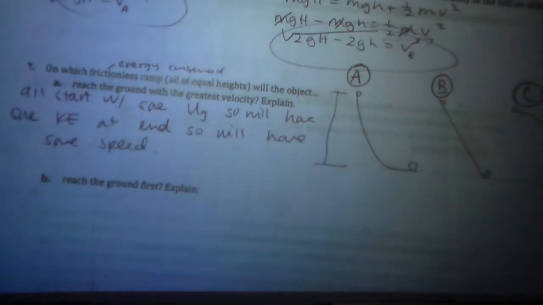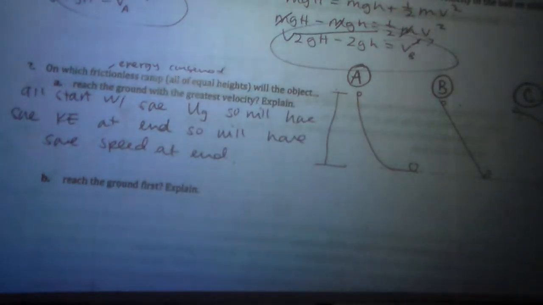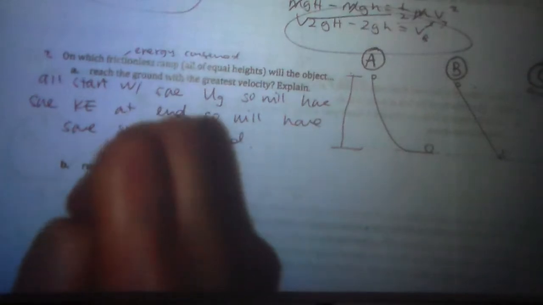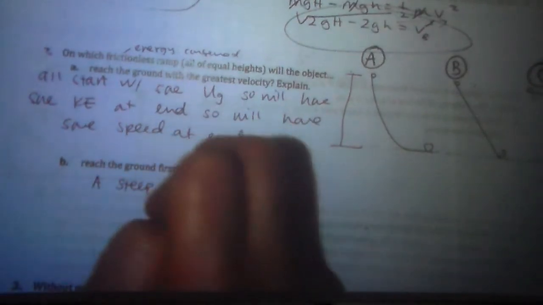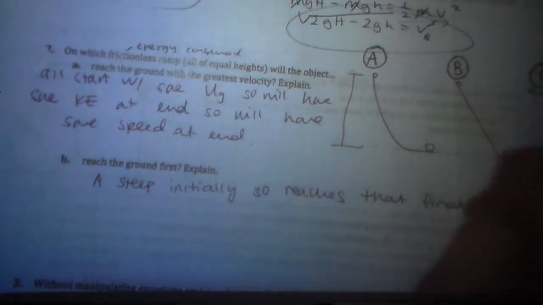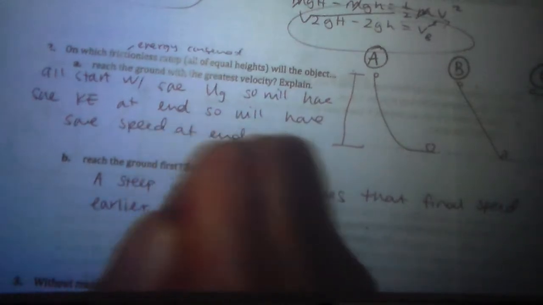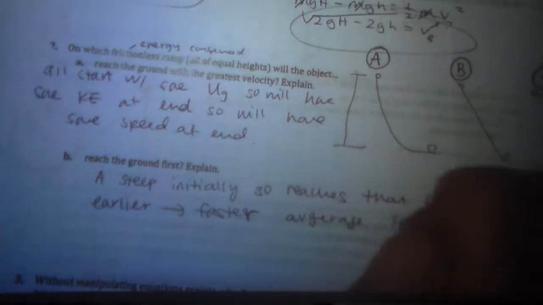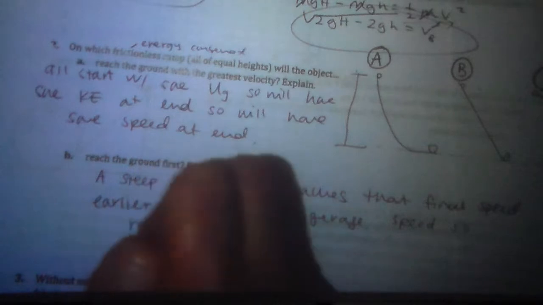Which one reaches the ground first? So they have the same speed, I'm going to say at the very end, because they do not have the same speed throughout. If you look at slide A, it is very steep at the beginning. So A is steep initially, so it reaches that final speed earlier. So it has a faster average speed. Faster average speed, so reaches the bottom first.